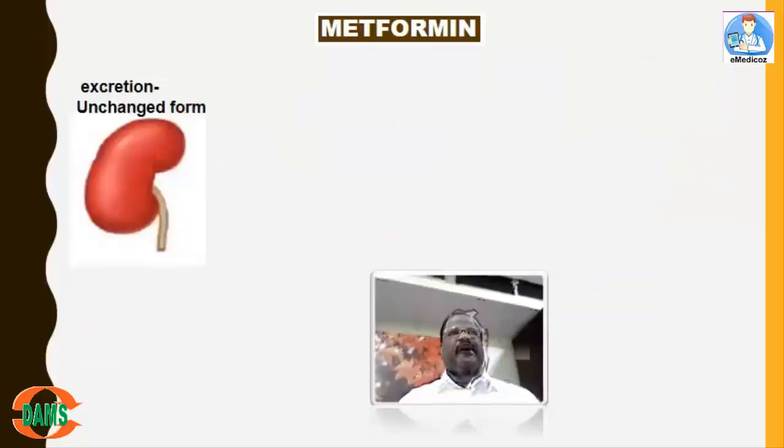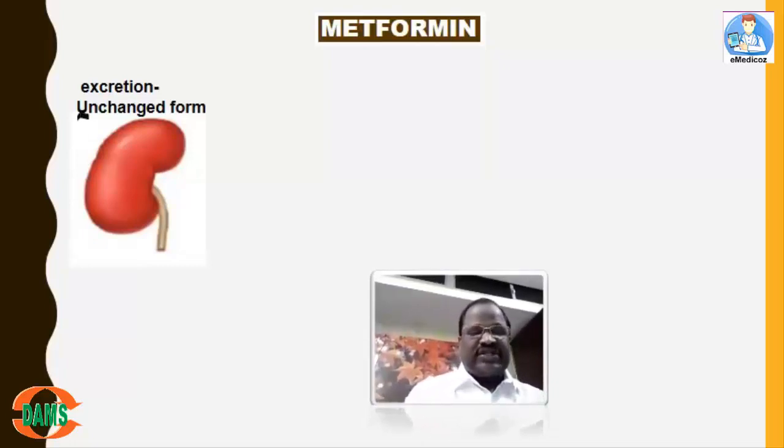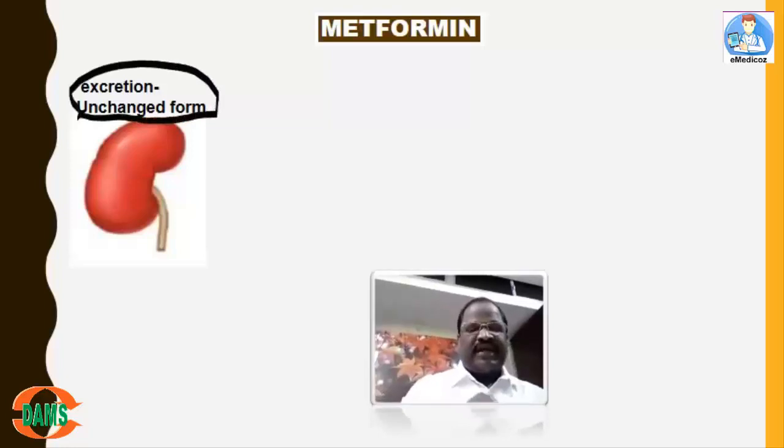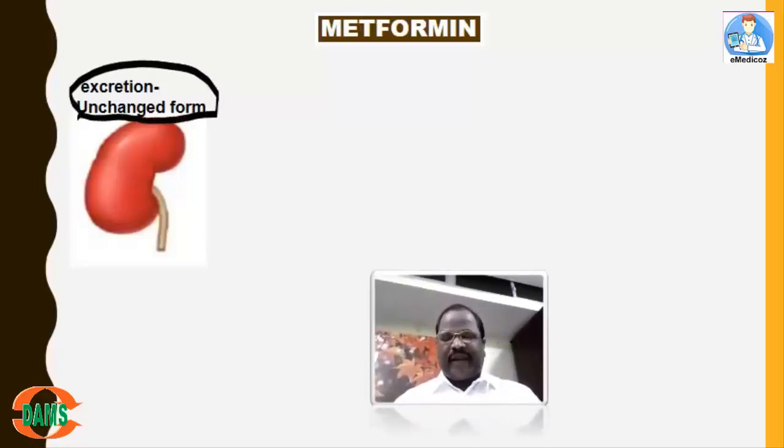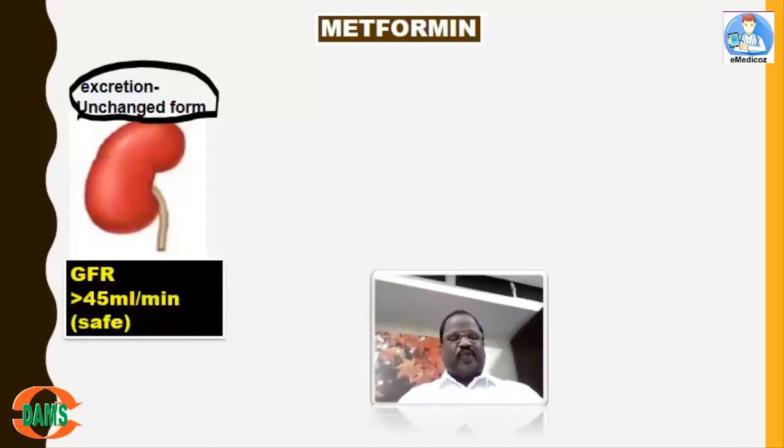Now, after finishing property, look at the kinetics. Metformin is excreted through the kidney in unchanged form. Very important. That means metformin totally depends upon the kidney for excretion. So metformin is absolutely contraindicated in kidney failure. But look at the point. If the GFR is more than 45 ml per minute, we can safely give. If the GFR is less than 45, definitely metformin needs dosage reduction. So the anti-diabetic drug that is definitely unsafe in kidney failure, think of metformin.